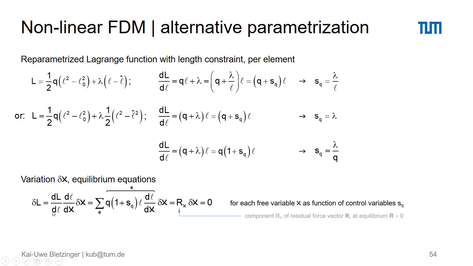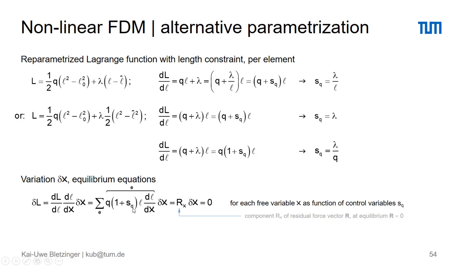So this part of the variation of the Lagrange function, again applying the chain rule of differentiation, ends up in these contributions of each element. Just go back to the previous chapters, and you see that this notation differs from what we have seen before simply by this scaling of the initially given force density by this scaling factor.